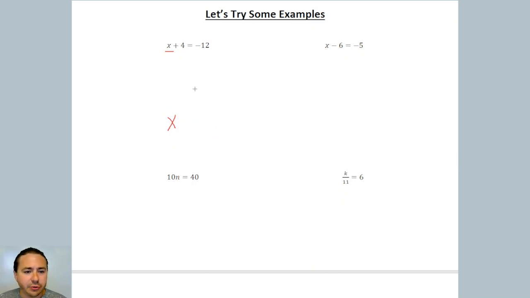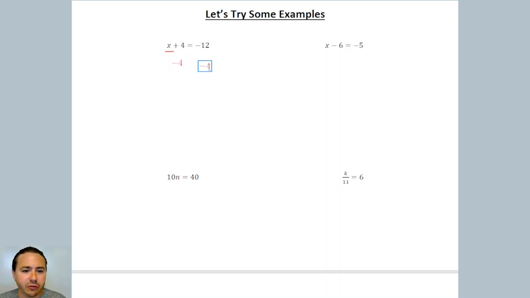So to do that, like I said, we're going to use the properties of equality, which essentially say if you do something to one side of the equation, you're allowed to do that as long as you do it to the other. And specifically, what we want to do is undo what is being done to the variable. So we'll use the opposite or the inverse operation to what's being done to x. So here we've got x plus 4. So to undo that, we are going to subtract 4 from both sides.